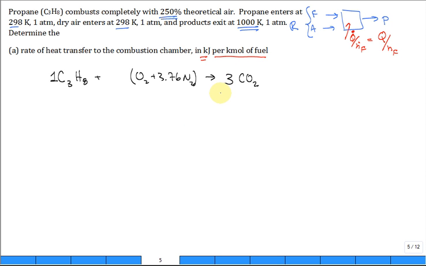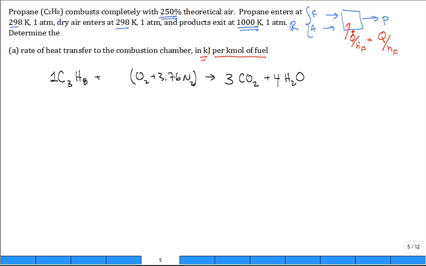We have to have 3 CO2s. And then the amount of water in the vapor state at 1000 Kelvin, it's definitely vapor. And at this point we can even get the coefficient in front of the water doing a hydrogen balance. We see that H's only are in the fuel. There's 8 of them, so we have 4.